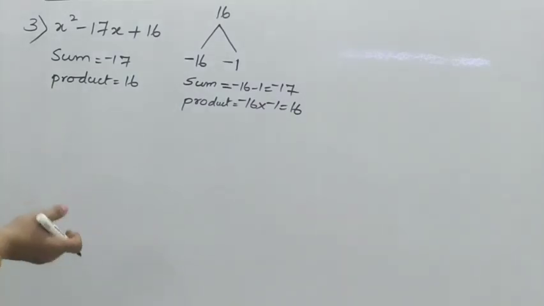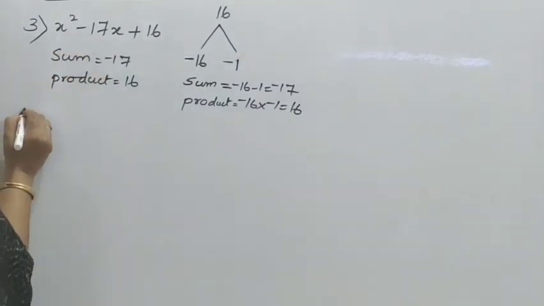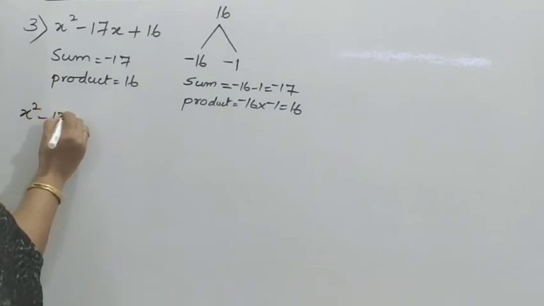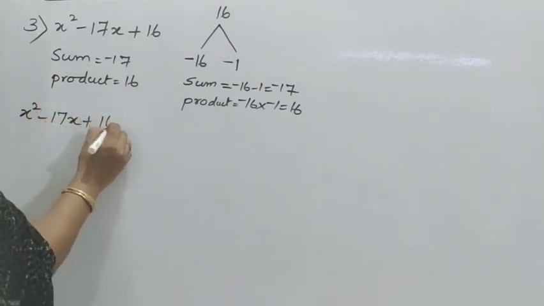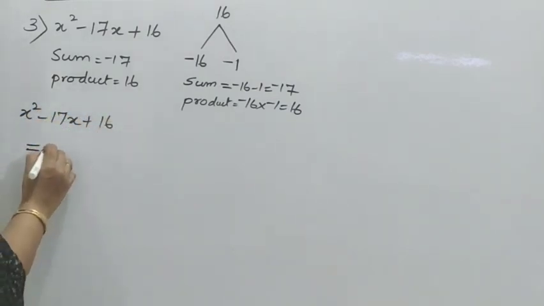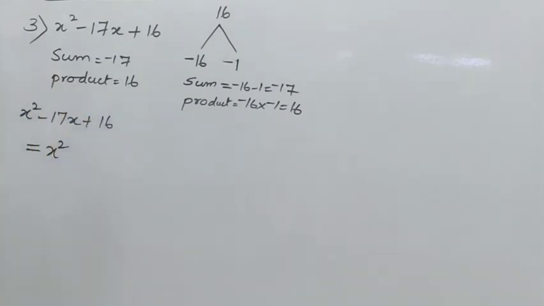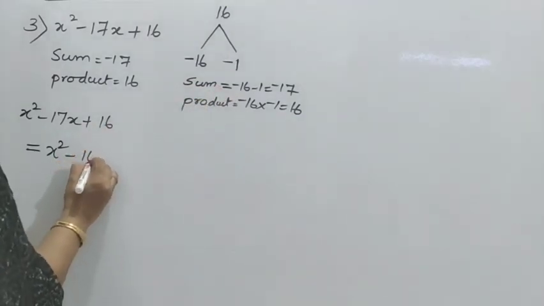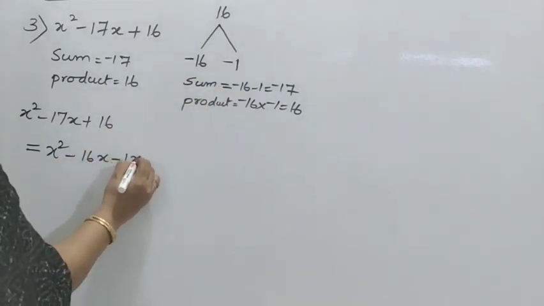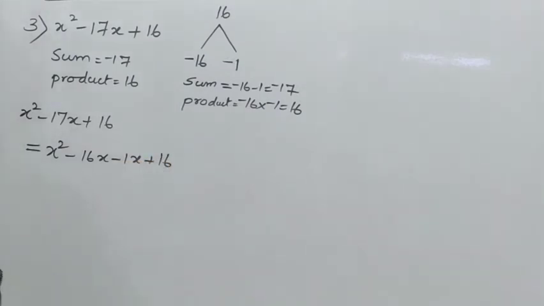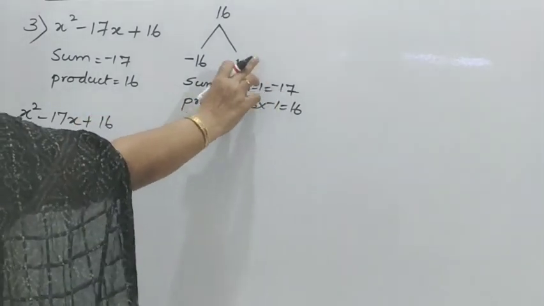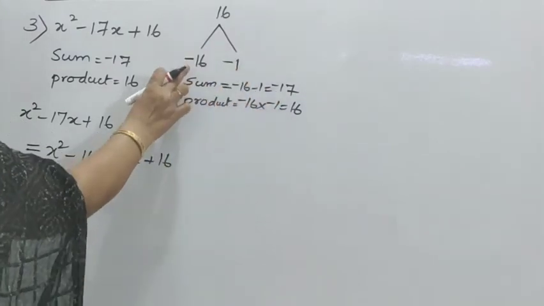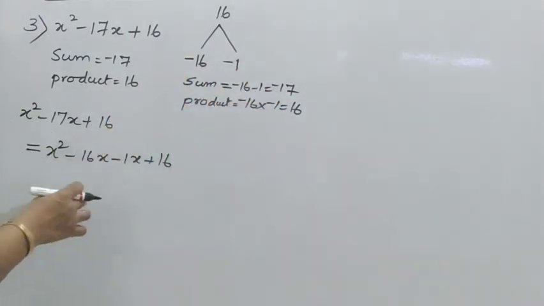Now what is the splitting of the middle term? Once again we have to write down the question. x square minus 17x plus 16 equals x square, no change, and 16, no change. The change comes in the middle term only. So minus 17x we are writing as minus 16x and minus 1x, plus 16. Understood this one? Minus 17x is split as minus 16x and minus x.